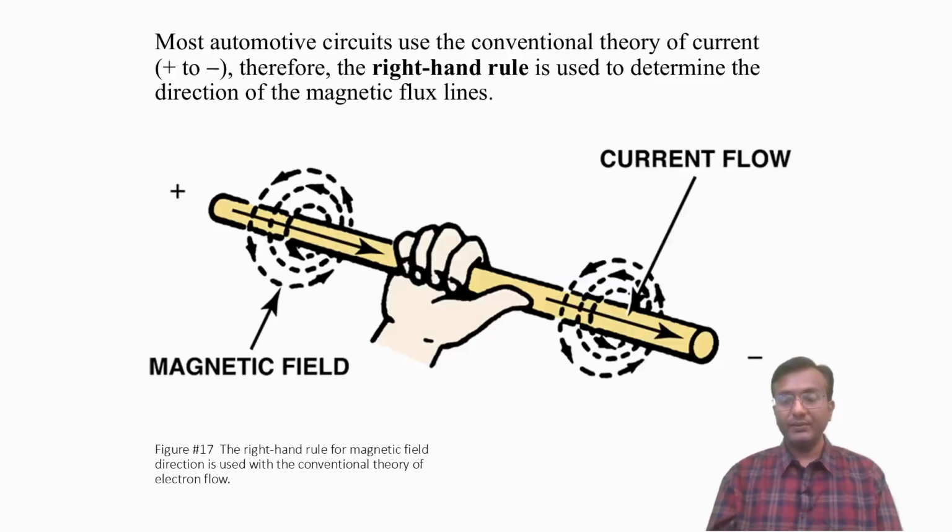Now, this slide shows a diagram regarding the right hand rule. In this case, the current is flowing from positive to negative. As we are seeing in our textbooks written by Dr. James Halderman, in most of the diagrams it is suggested that the current flows from the positive side to the negative side. For this case, we have to use the right hand rule.